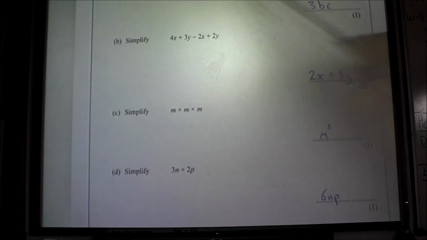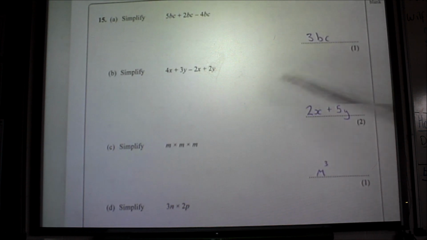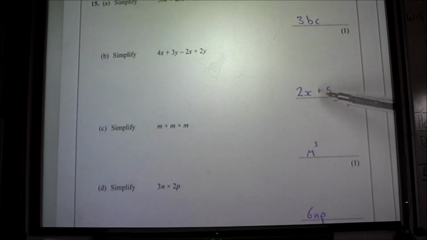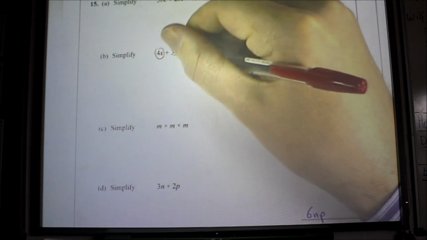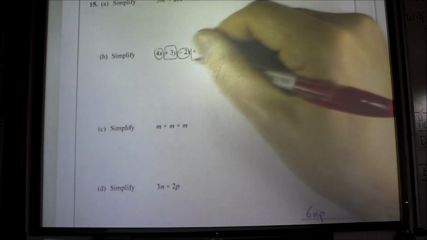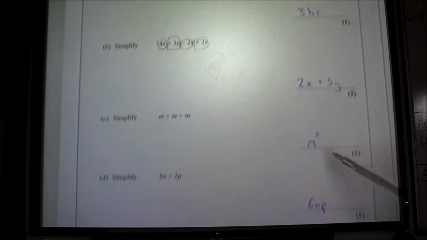Question number 15. Simplify this lot. They're all BC, so you can add and subtract them. You get 3BC. Simplify that one there. Again, identify your like terms and all the rest of it. So you've got a 4x and a negative 2x, so that's 2x. And you've got a positive 3y add 2y, so that's 5y. So it's 2x add 5y.